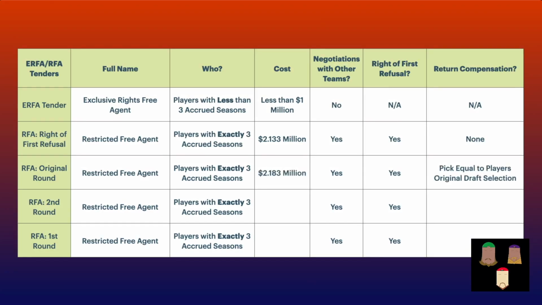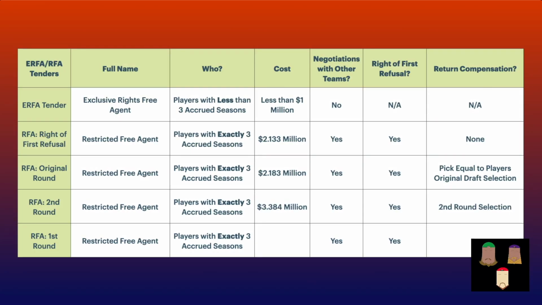For the next level, original round, the team gets the player for $2.183 million. If another team offers the player a contract, the original team has the right to match, and if they decline, they must receive a pick in return equal to the pick originally used on that player in the draft. So if the player was originally drafted in the 4th round, the new team would have to send a 4th round pick in return. This tender can only be used on players who were drafted.